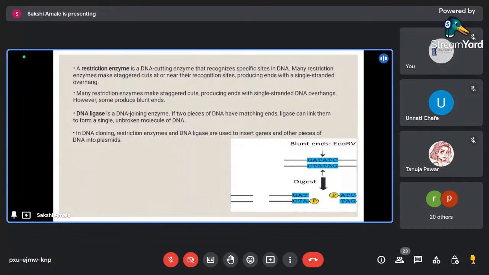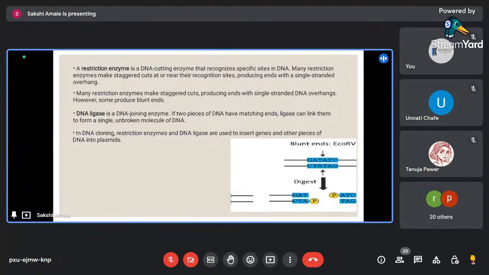DNA ligase. DNA ligase is a DNA joining enzyme. If two pieces of DNA have matching ends, ligase can link them to form a single unbroken molecule of DNA. In DNA cloning, restriction enzymes and DNA ligase are used to insert genes and other pieces of DNA into plasmids.